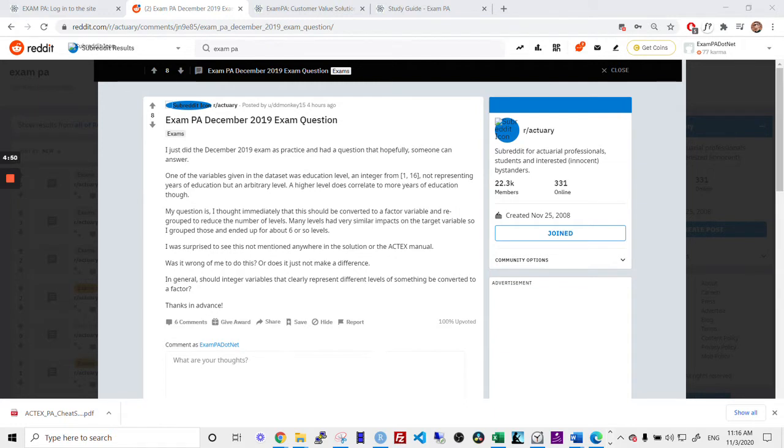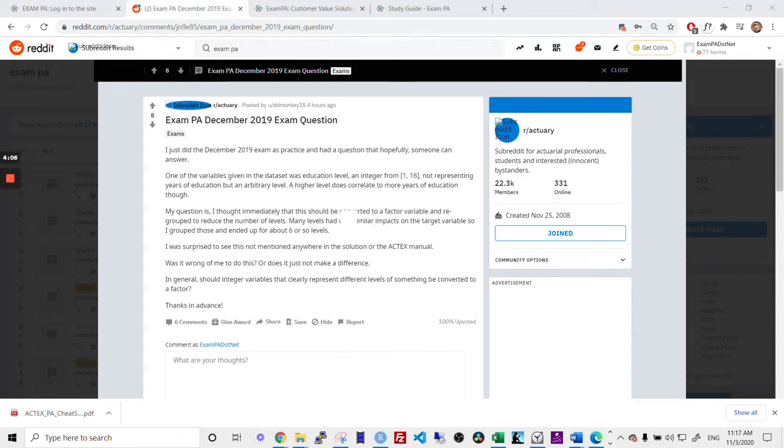First of all, this is a really good find. So the December exam 2019 solution doesn't mention this specifically in the commentary. So your main question is, I thought immediately that this should be converted to a factor variable and regrouped to reduce the number of levels. Many levels had similar impacts on the target variable, so I grouped those and ended up with about 6 or so levels. So this is an interesting idea because if you were to include this as a factor with 16 levels, right, that would make the model much more complicated and it would probably result in overfitting.